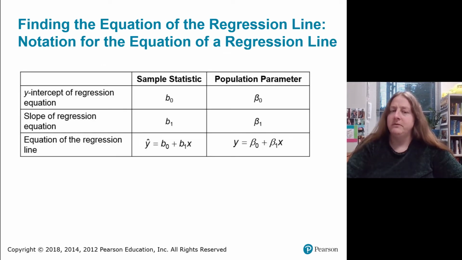A little notation before we get started. When we're using these equations of lines, again, b0 is our y-intercept, b1 is our slope, and our equation is there. When we're talking samples, we use our typical English alphabet letters, and when we're talking populations, we use their Greek equivalent. In this case, the b's become betas.